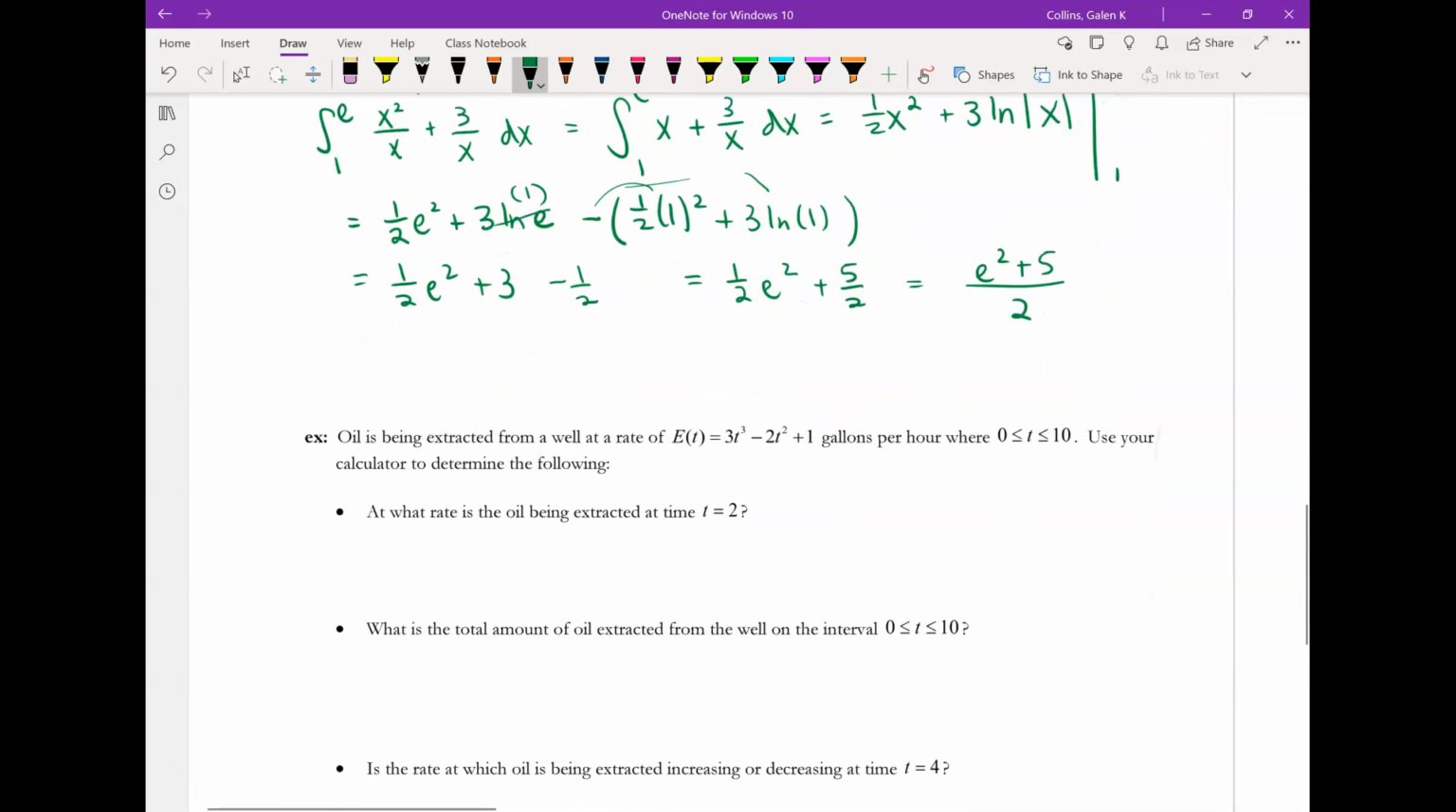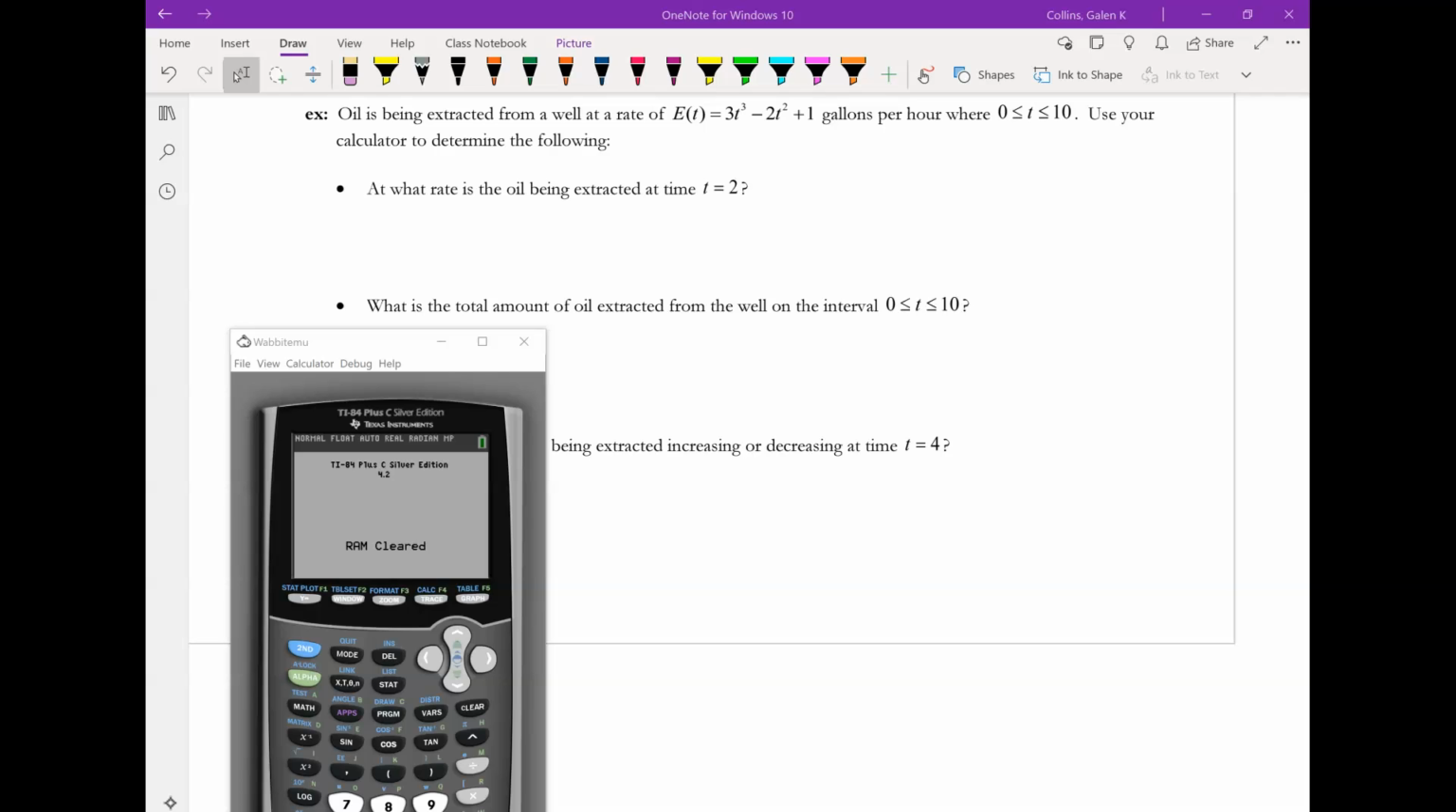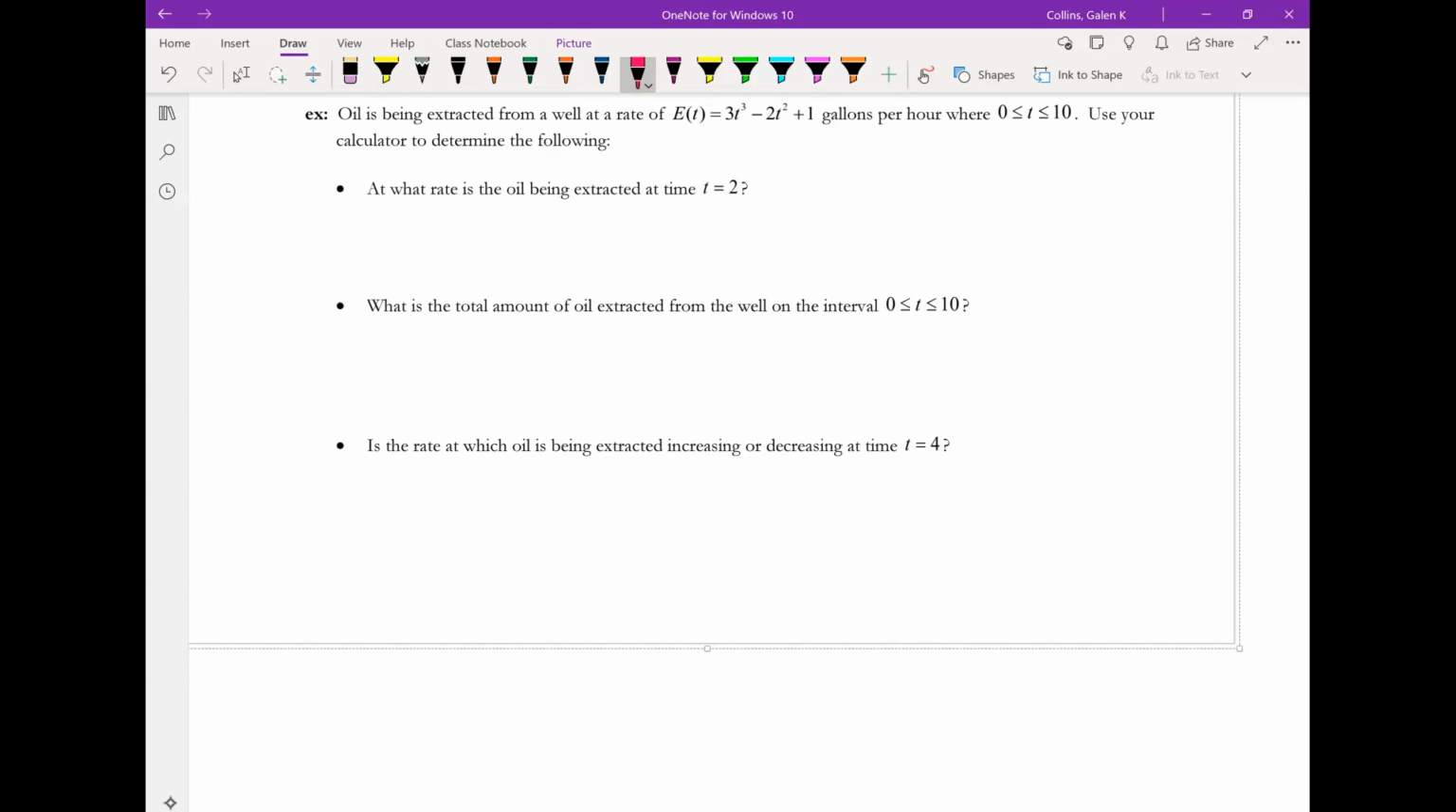For the last example, we're going to need to put this function in our graphing calculator. All right, so we are told that oil is being extracted from a well at a rate of E of t, and we're given the function E of t, and then we're asked first to determine at what rate the oil is being extracted at time t equals 2. So I know we could do this without a calculator, but let's do it with. So this is asking us for E of 2, since E is the rate at which the oil is being extracted.